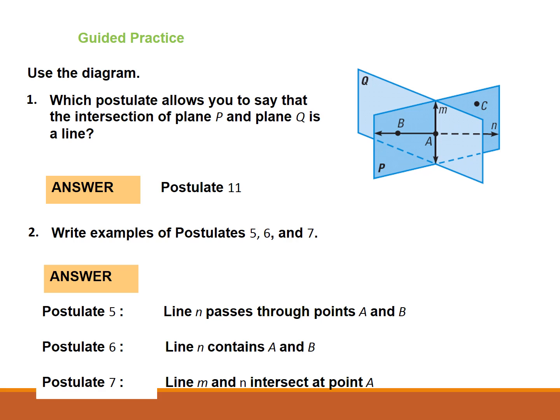Postulate 5 talks about, remember, the line passes through 2 points, so there exists a line. There exists a line that contains 2 points. So line N is passing through A and B. So postulate 5 talked about the 2 points containing a line. Now postulate 6 is talking about the line that contains the points. So line N contains A and B.